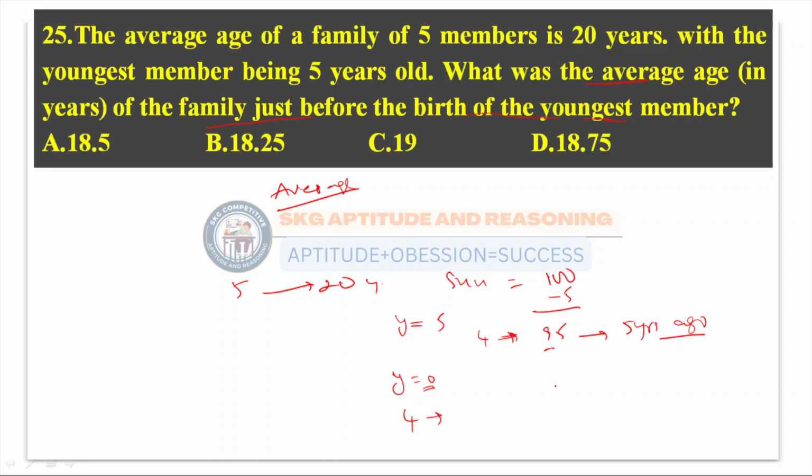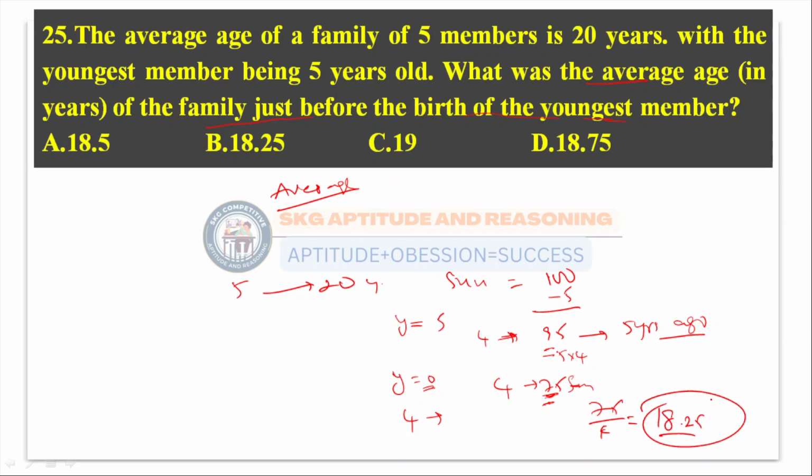And we need to come forward here. If we subtract 5 into 4, that is 5 years for each person, then we get 75. So the sum of the ages of the 4 persons when the boy was born is 75 years. So we need to find the average: 75 divided by 4 is equal to 18.25. So when the youngest member was born, the average age of those 4 members will be 18.25, which is presented in option B.